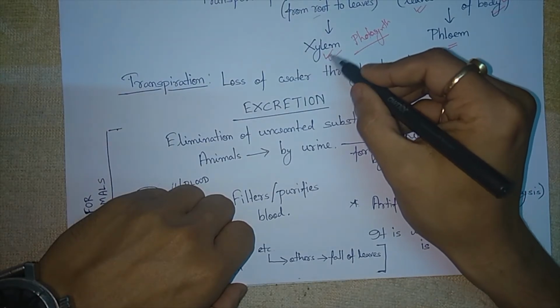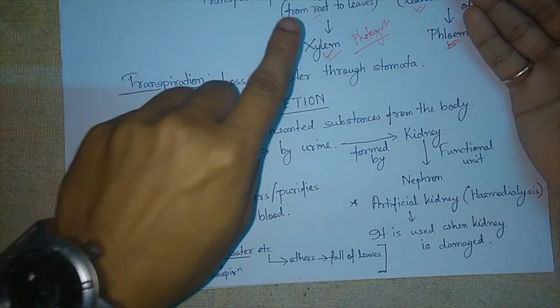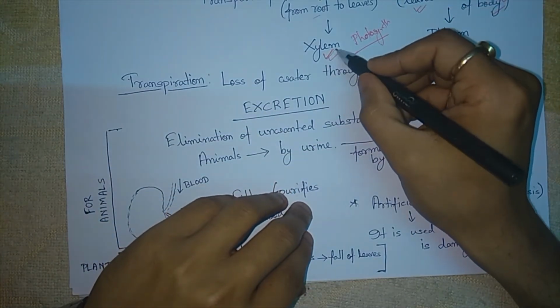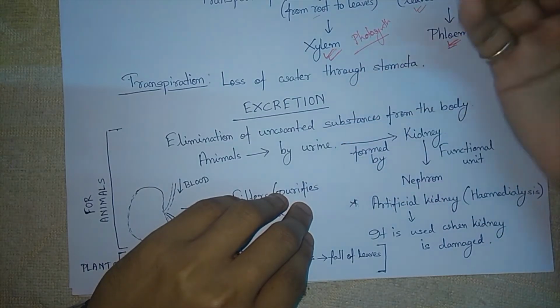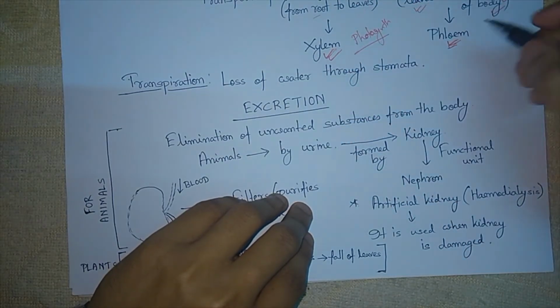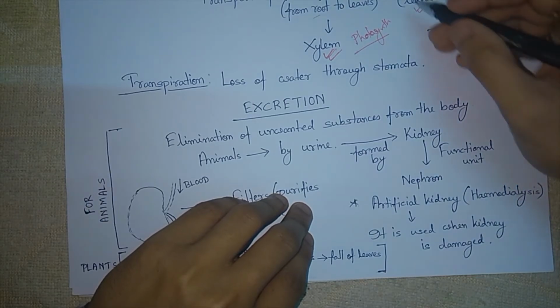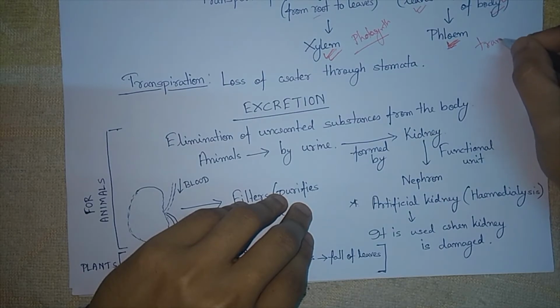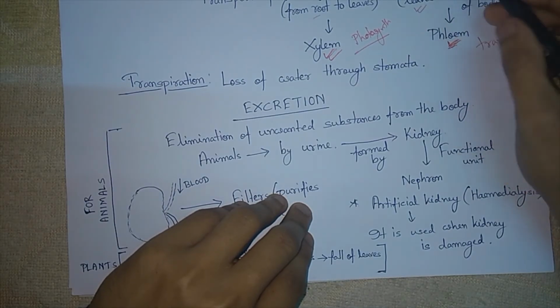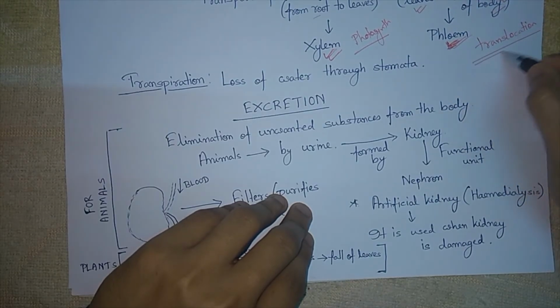So we can see that xylem and phloem are the main tubes which help in the transportation of plants. In short, xylem is a tube which can conduct water and minerals from root to leaves, and phloem can conduct prepared food from leaves to the other parts of the body. This conduction by phloem is also known as translocation. Translocation is the transportation of prepared food from leaves to other parts of the body by phloem.